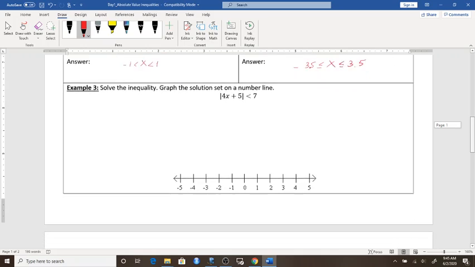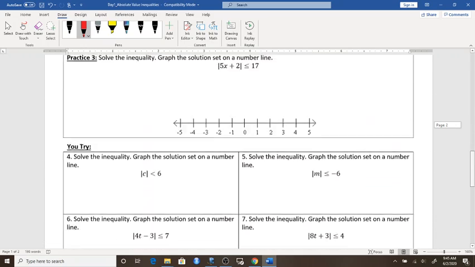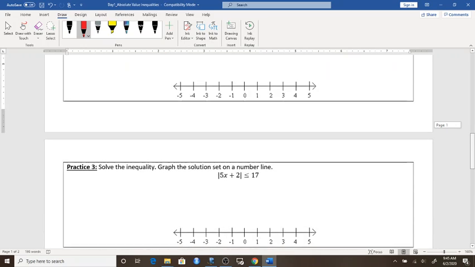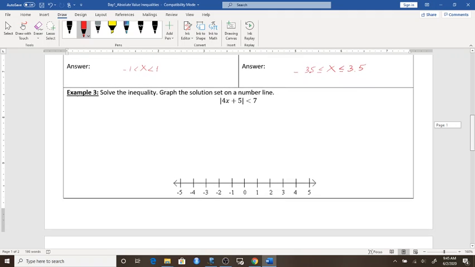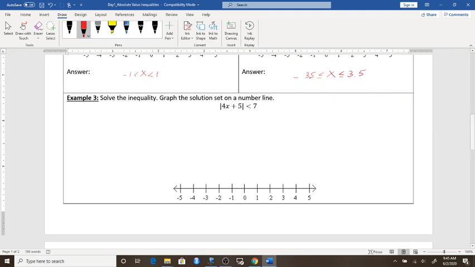Okay, so at this point, I'm going to show you this example, and then I'm going to ask you to work the second page. So here I have the absolute value of 4x plus 5 is less than 7. We don't know what x is, but we know that based on x we get a number out of this.